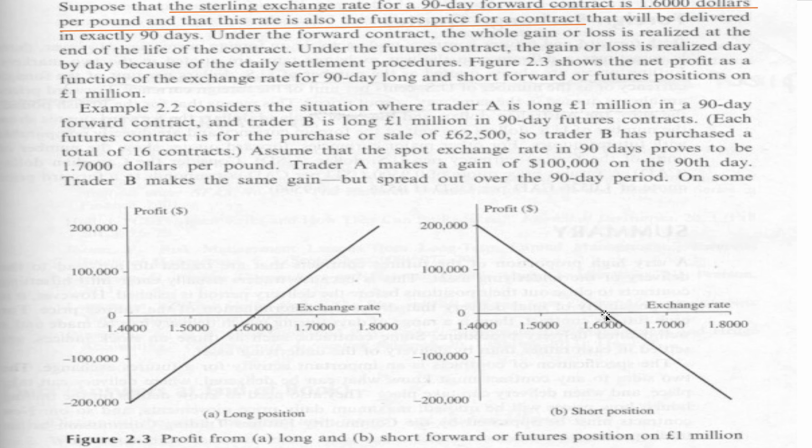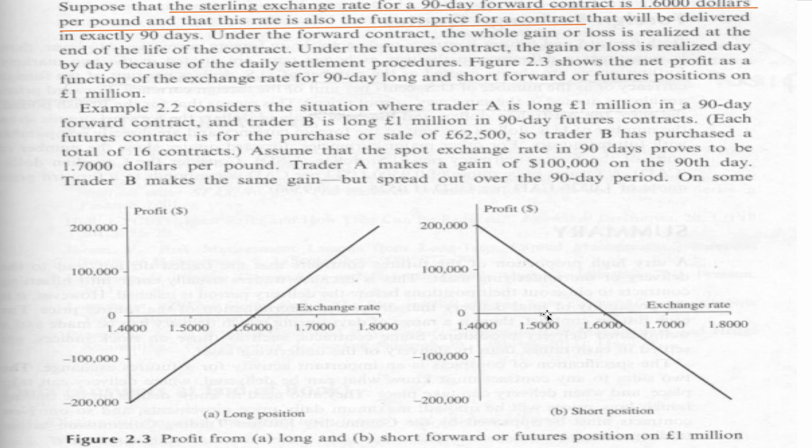Now, a short position lets you sell at the predetermined forward or future price, 1.6. If the market is 1.7, you still sell at 1.6. The contract is still 1.6. So for each pound, you lose 10 cents. Here, the net position is 10 cents times 1 million, so you get negative 100,000, right?